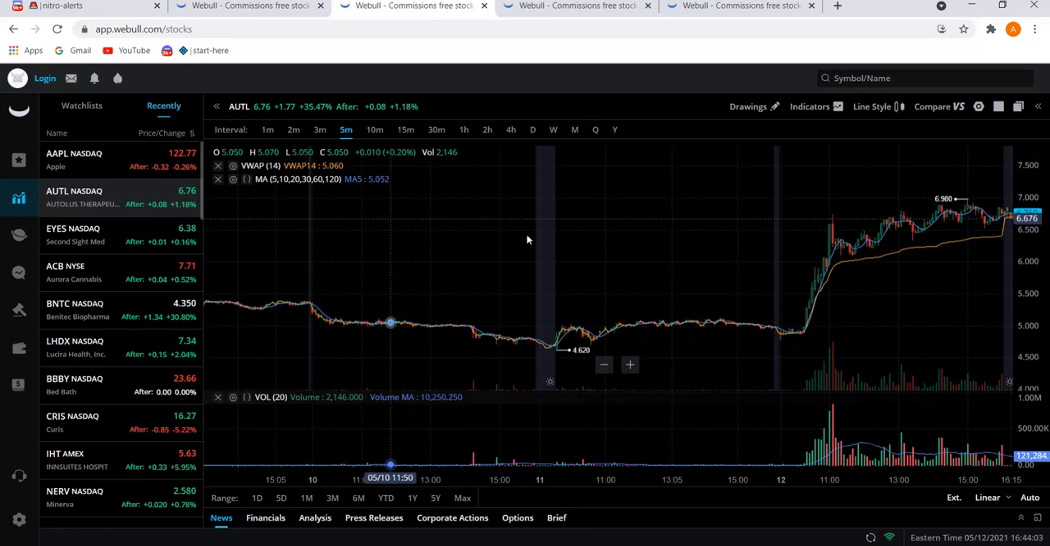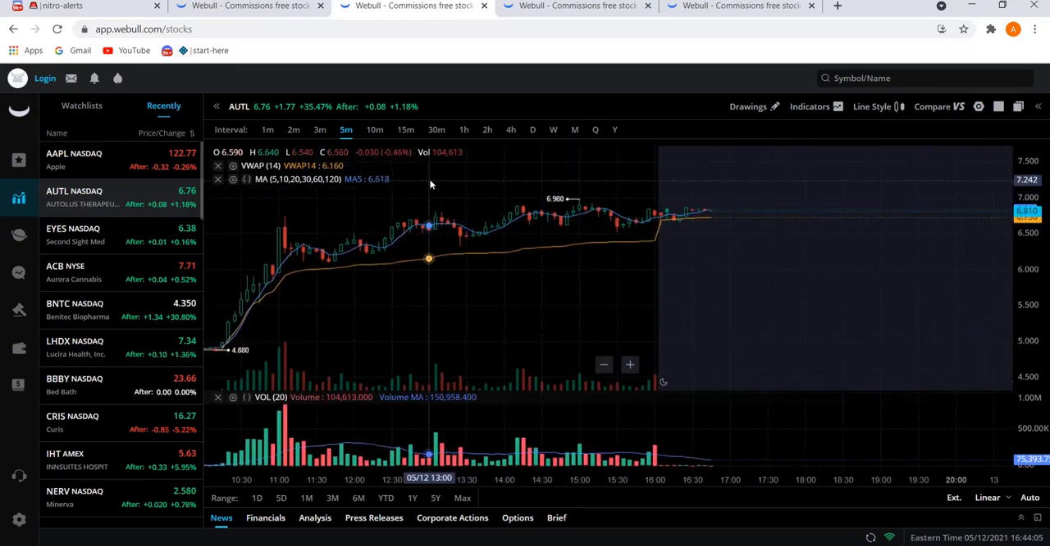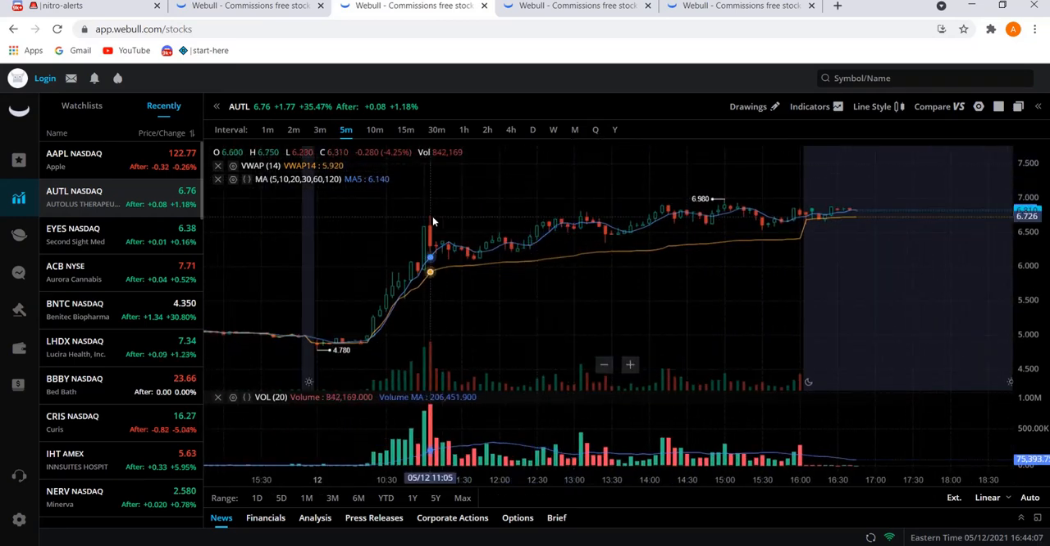So we had AUTL, which was another one that had a pretty nice run today. It was up 35% on the day. Most people will usually try to go for this first pump, right? Most people will try to make a move, catch it right as it's happening. They'll chase on this candle wherever it is, right? That's not the smartest thing to do. You wait until the first run happens, and then you enter on the dip.